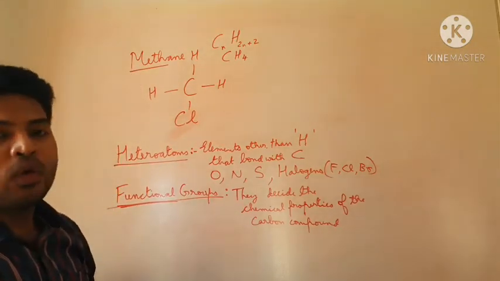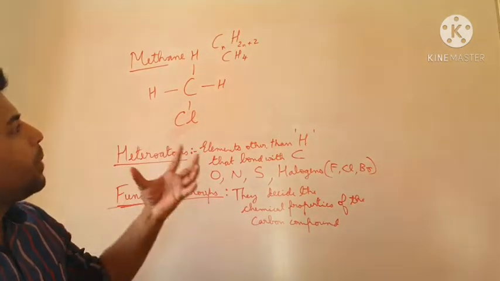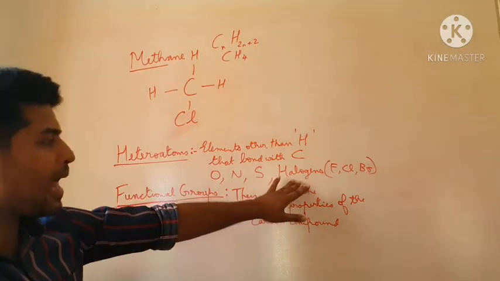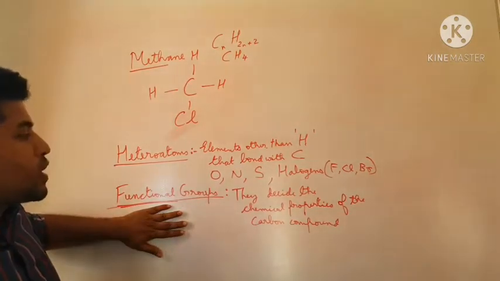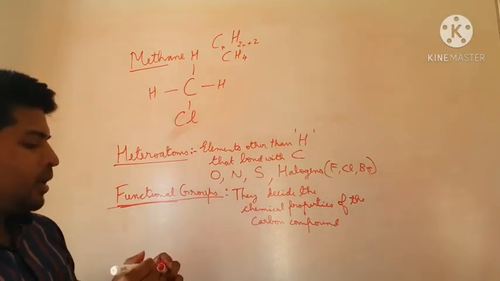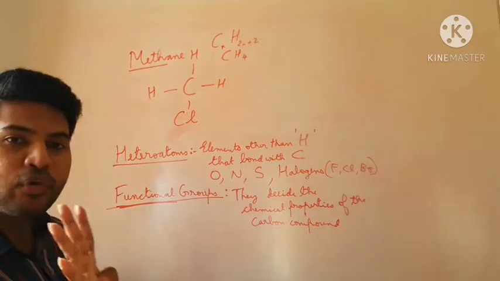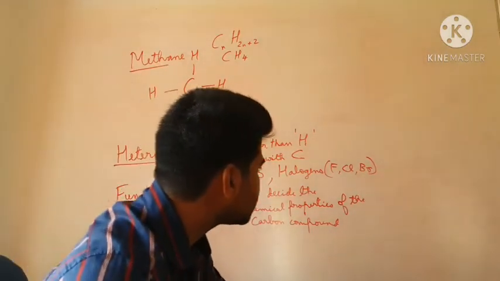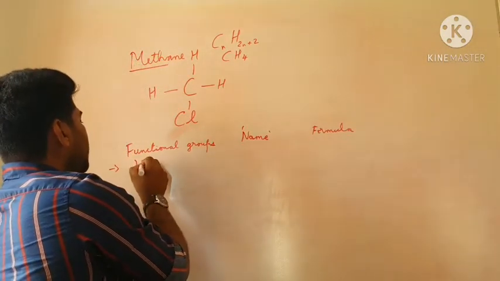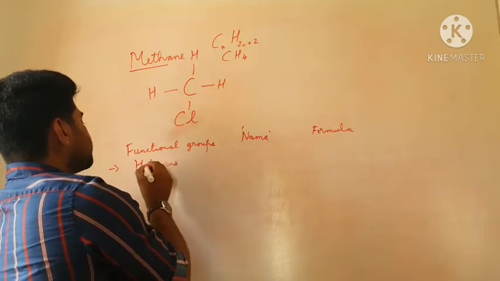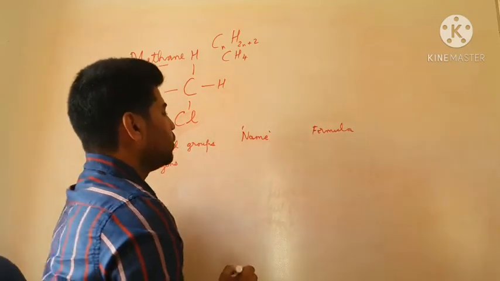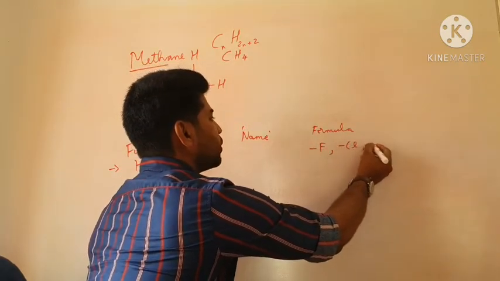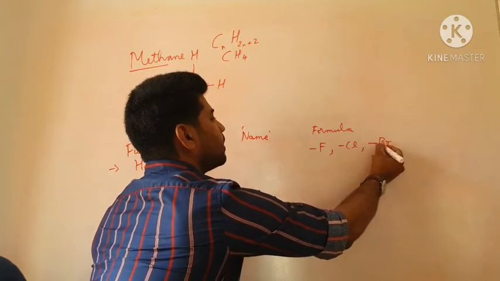So, today we are going to discuss carbon compounds containing atoms other than hydrogen. It could be halogens or it could be functional groups. In general, we have to learn about four important functional groups which get attached to the carbon chain. So firstly we have halogens. The functional group is called halogens. These are nothing but fluorine, chlorine, bromine, etc.